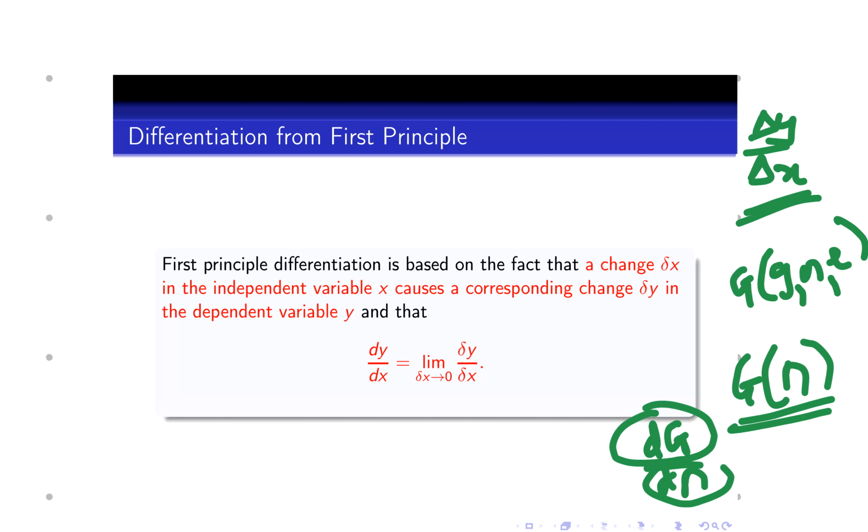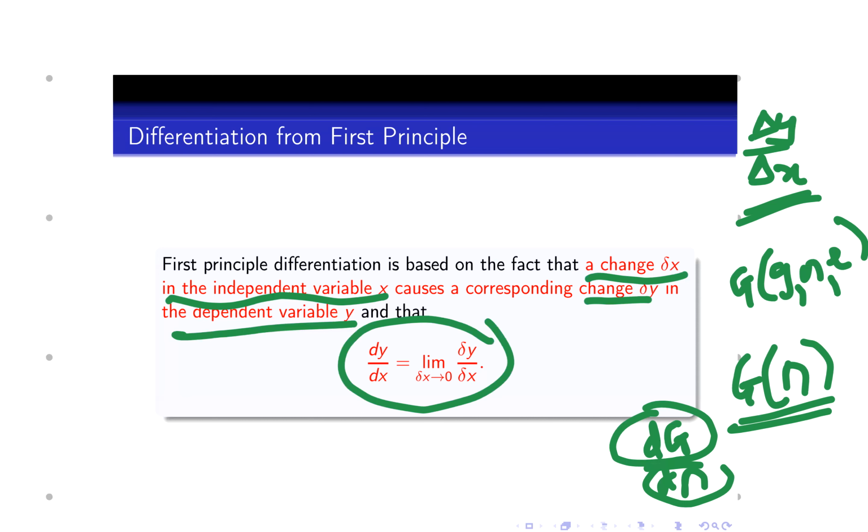Okay, so talking about differentiation from first principle, right? First principle differentiation is based on the fact that a change in delta x, which is the change in the independent variable x, causes a corresponding change delta y in the dependent variable y. And that you can represent as dy dx. And just like I told you, differentiation is impossible without limits. And that was why we had to learn about limits before we got here.